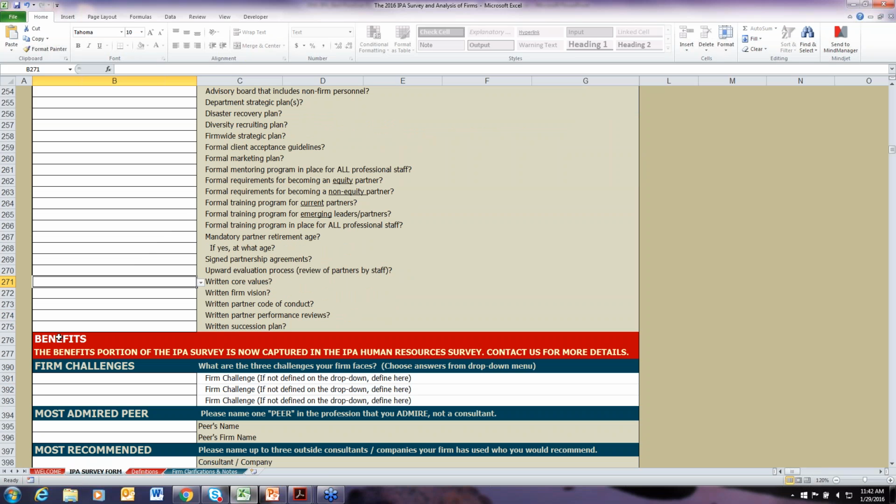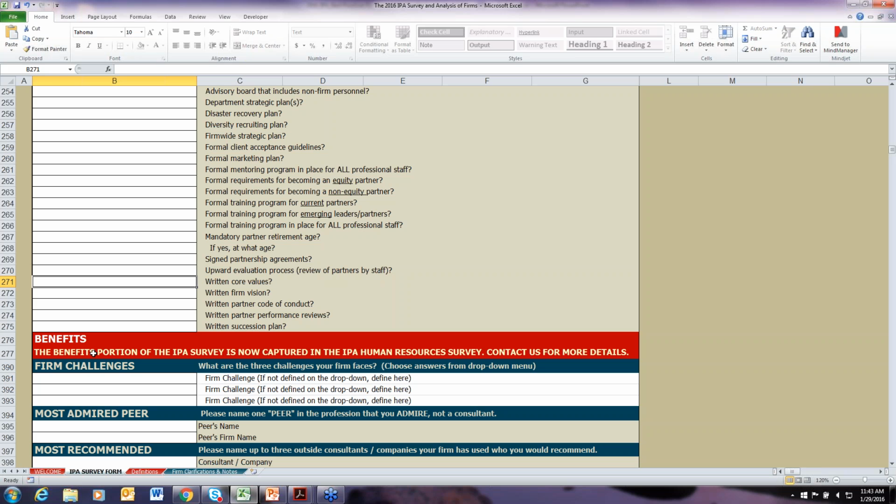The whole area of benefits is now incorporated in the IPA Human Resources Survey, which is a separate survey. If you don't have a copy of that survey and want to get involved with that survey, be sure to contact us for additional details on that survey. All of the information having to do with benefits is being moved to that survey.